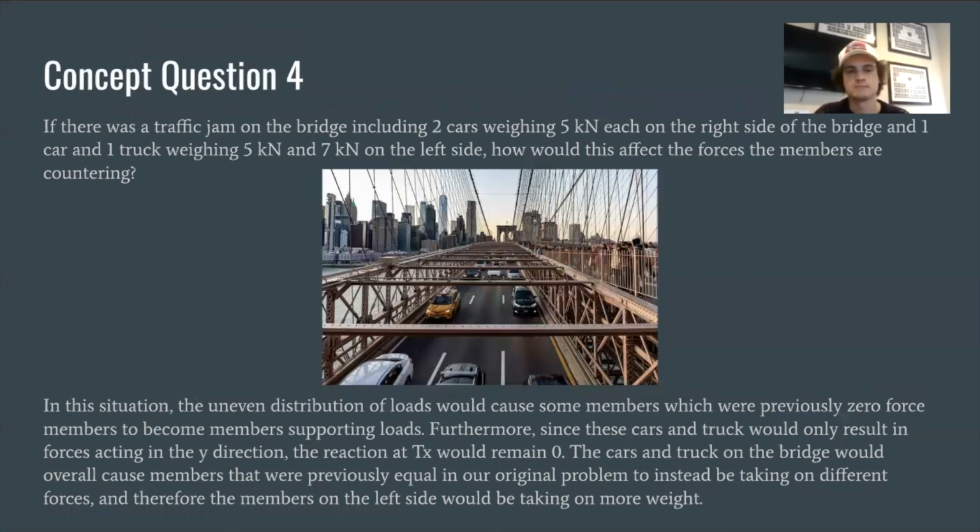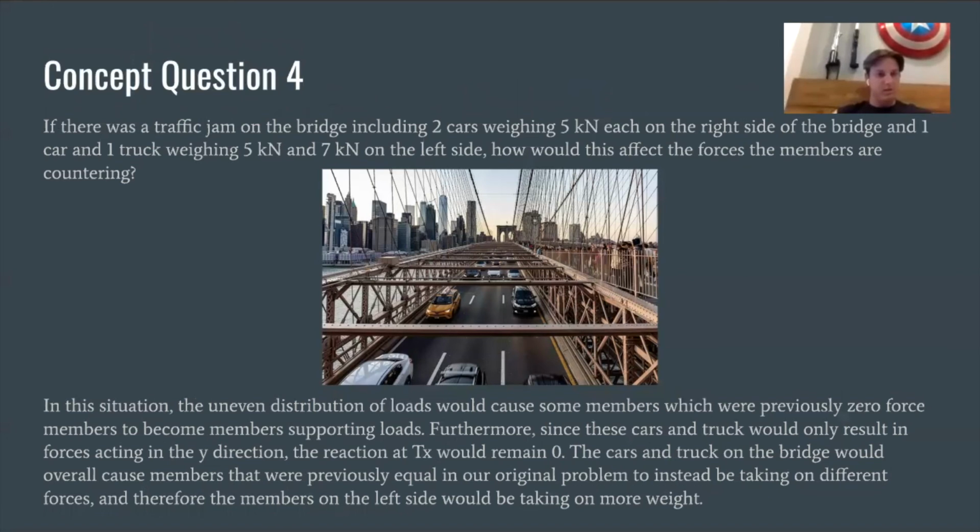All right, and the final concept question, which is question number 4, essentially states if there was a traffic jam on the bridge, including 2 cars weighing 5 kilonewtons each on the right side of the bridge, and 1 car and 1 truck weighing 5 kilonewtons and 7 kilonewtons on the left side, how would this affect the forces of the members that the members are countering?